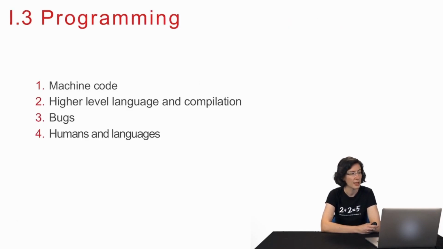This section is divided into three parts. The first one is machine code, so what the CPU is able to understand exactly. Then, we'll talk about compilation and higher-level languages, so the programmer's side. Then we'll talk about bugs and we'll classify programming languages. We'll start with the closest to the CPU of the machine, of the architecture, machine code.